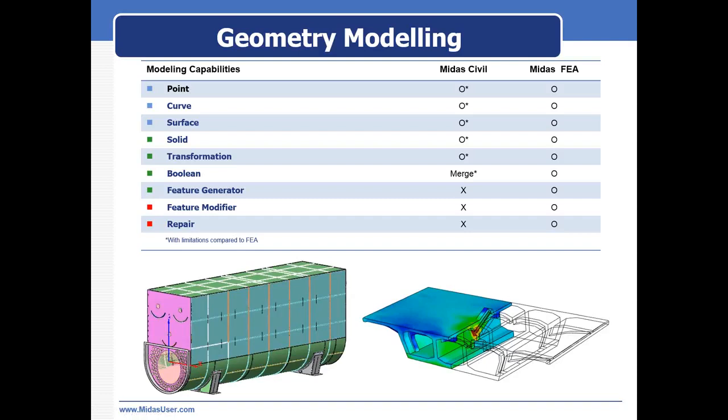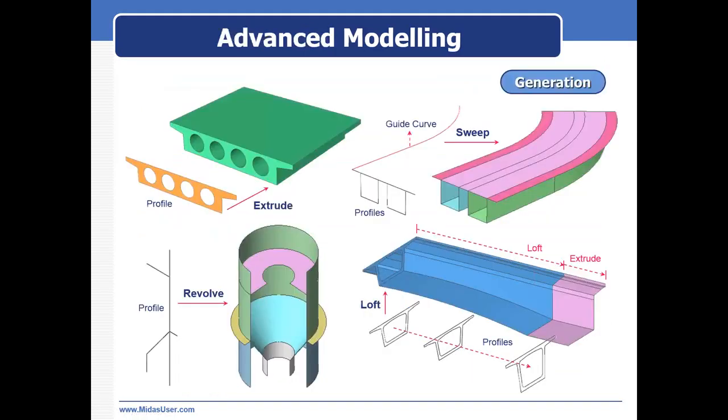Let's take a look at the advanced modeling capabilities of Midas FEA. One would be extrude, that is, we have the plate profile, we just extrude to generate the solid. Another could be we sweep the profile along the guide curve to generate such a curved bridge profile. This profile could be rotated about a vertical axis to generate such a profile. To generate a tapered section, we can just loft from one section to another and we can get the tapered section. It's that easy.